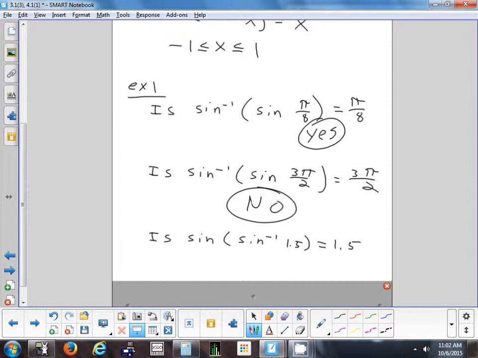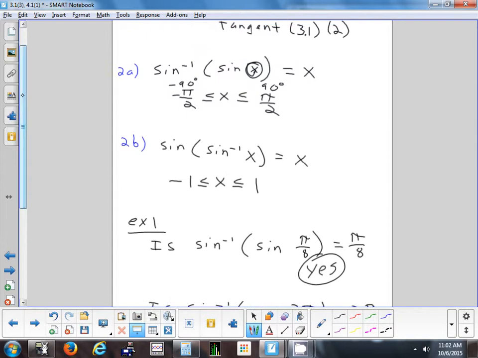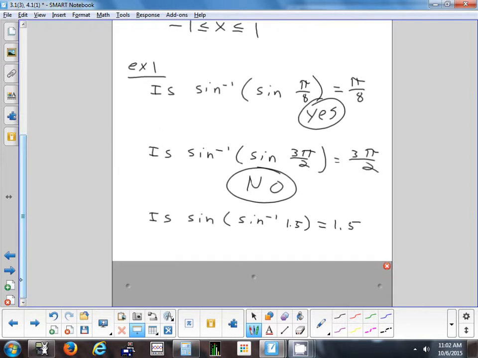Okay, this one. Inverse sine is on the inside. Is that 2a or 2b? It's 2b. So now we've got to be between negative 1 and 1. Is my argument, that's this number right here, between negative 1 and 1? Nope. That would not work.